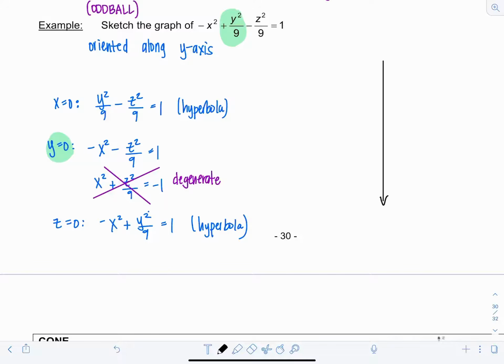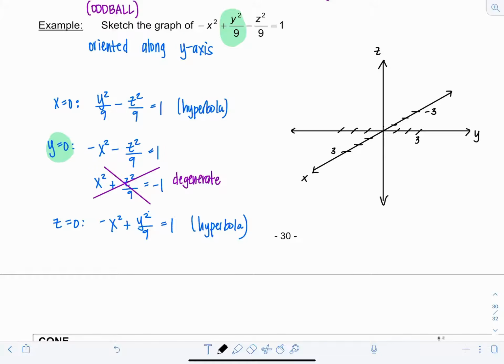So here we go. There's my z-axis, x-axis. Here's the y. And I'm basically just going to draw two sets of hyperbolas, right? 1, 2, 3, 1, 2, 3, 1, 2, 3, 1, 2, 3.